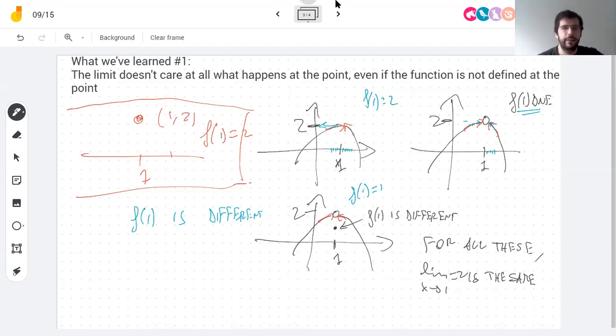Here f of 1 is 1. It's not equal to the limit, and it doesn't matter at all. So the second f of 1 is equal to 1? Why is f of 1 equal to 1? No, let's just pretend that this is height 1. It depends on what I decide to label things as. It's just not the same as the one above. It's clearly not 2. All right, thanks for all the questions. I feel like we're learning today.